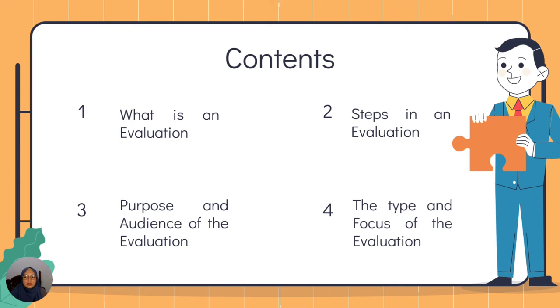The contents of this chapter actually consist of 8 parts, but I only focus on 4 topics. The first is what is an evaluation. The second is steps in an evaluation. The third is purpose and audience of the evaluation, and the type and focus of the evaluation, while the other parts will be presented by the last speaker.